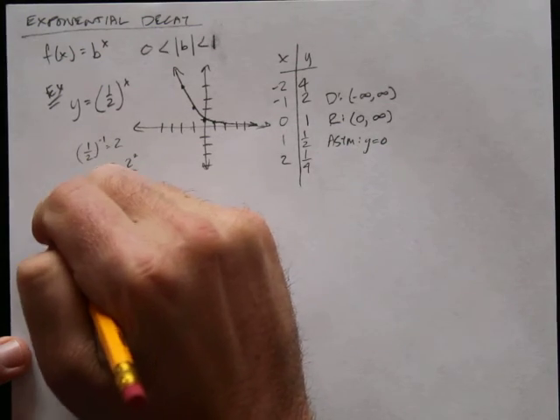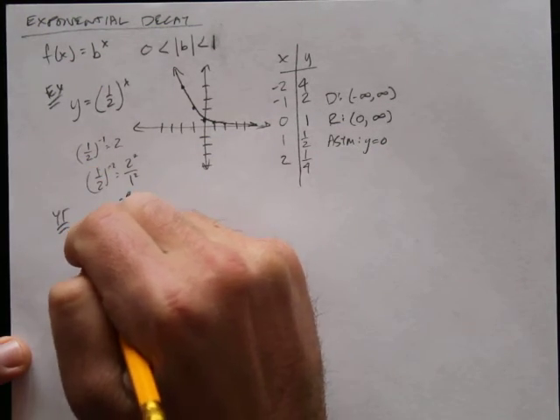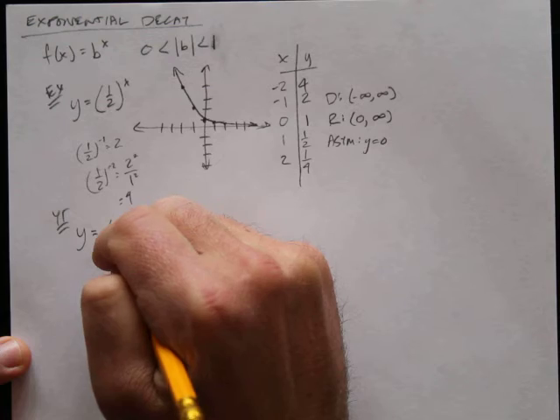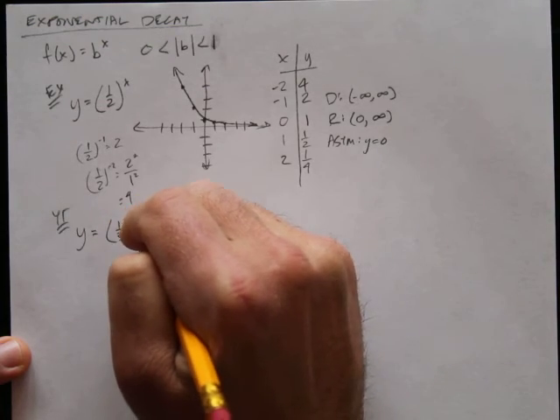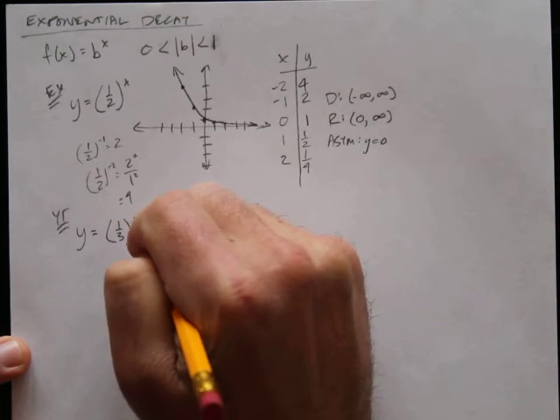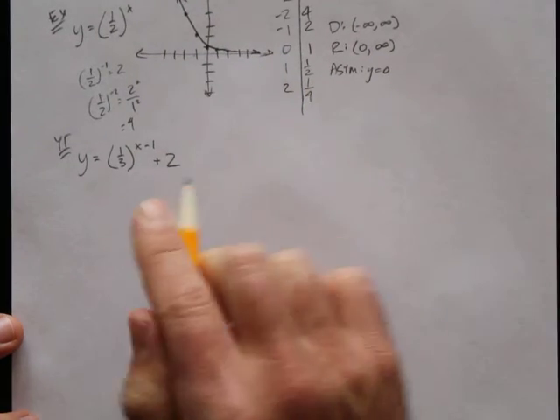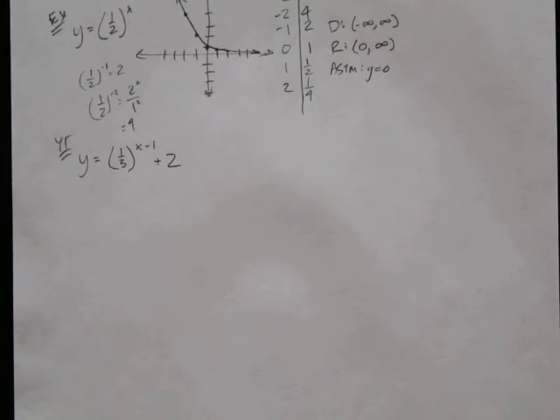You try one. y equals 1/3 to the x minus 1 power plus 2. All right, graph this guy, and let's see how you do. Do the domain and range and asymptote as well. Go ahead and go.